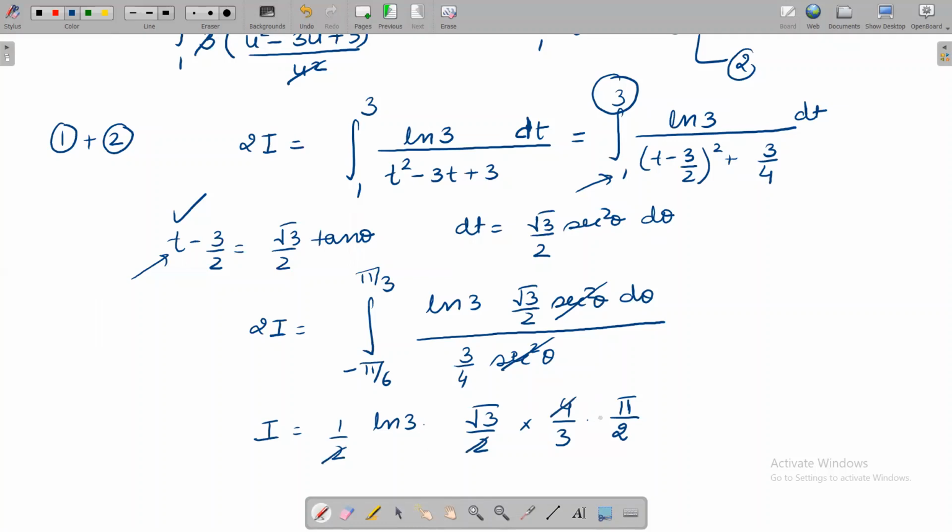4 got cancelled, and the answer turns out to be root 3 ln 3 multiplied by pi, whole divided by 6. So this is the answer for the question.